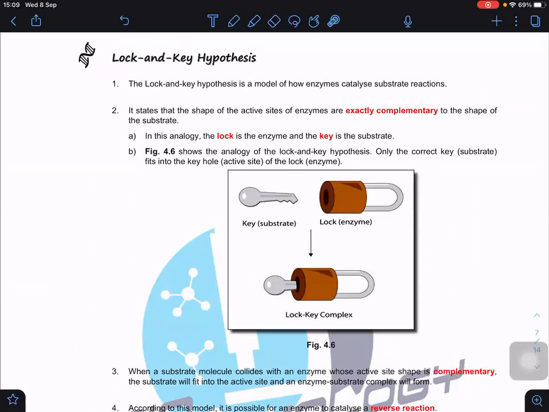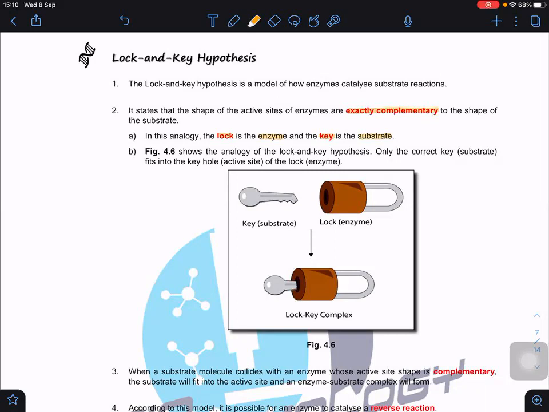So in this case, lock and key is a model of how enzyme catalyzes the substrate reactions. And they must be exactly complementary. So when you look at the shape of the active site and the shape of the substrate, you can see that they are exactly complementary. And in this analogy, the lock is the enzyme, the key is the substrate. Are you clear? The lock represents the enzyme, the key represents the substrate. So it means that you cannot use simply any key to open a lock, correct or not? So they must be complementary to each other.